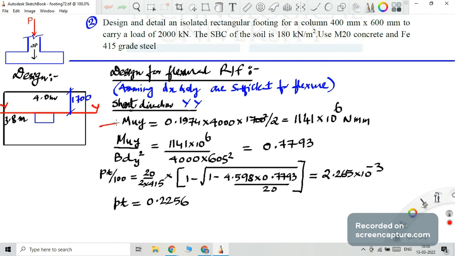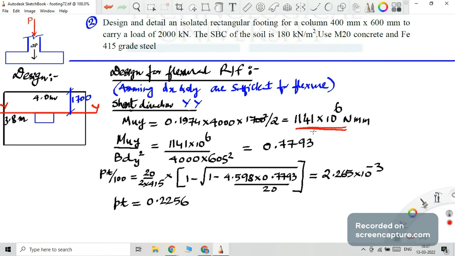Now look at the calculations. Mu y, 0.1974 is the soil pressure, and now we have a cantilever beam like this. This is the cantilever beam, fixed like this. This is going to bend up like this. Okay, so width of the beam is 4000, span is 1700, square by 2, so you get Mux. I think these things are quite straightforward, nothing new in this.